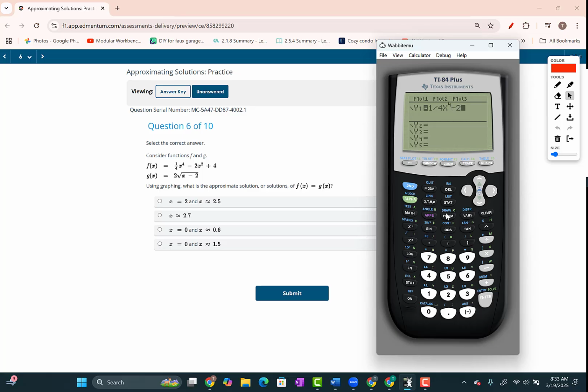Minus 2x squared plus 4. Go ahead and graph it just to see if we get the full graph in the window. It appears we do. It's a W-shaped graph.